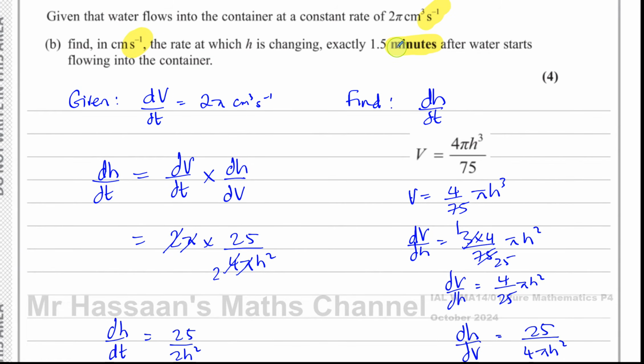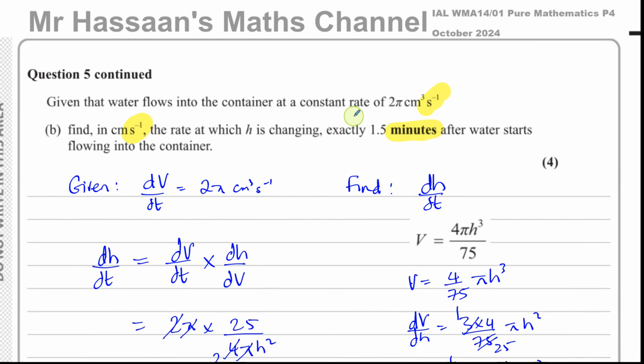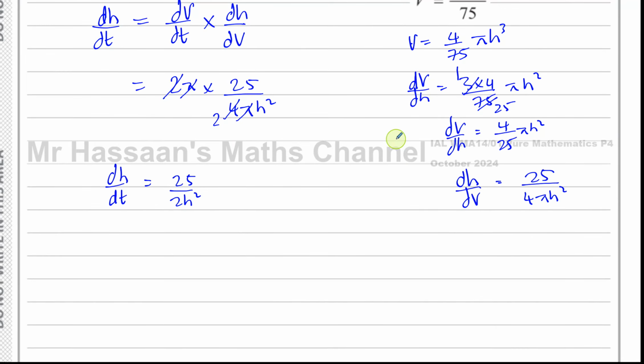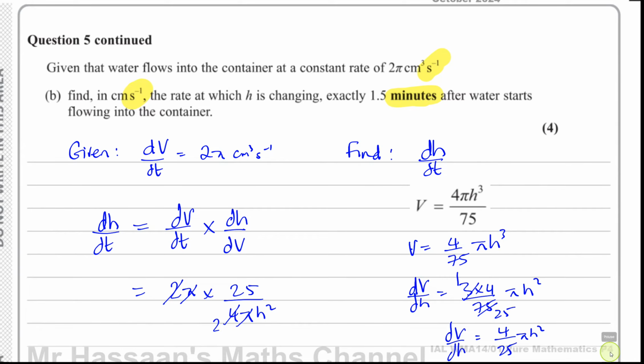We want to find it in terms of t. Okay, so we've got to think a bit about this one now. How do we find the height of the water in the container 1.5 minutes after it starts flowing into the container? Okay, so that's what we need to find.